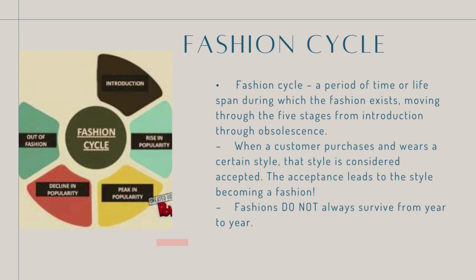Now let's see what the fashion cycle is. The fashion cycle is a period of time or lifespan during which the fashion exists. For every fashion there is a fashion life cycle. Initially the fashion is introduced, it gets popular, then it goes into the peak stage, and then there is a decline and it goes out of fashion. When a customer purchases and wears a certain style, that style is considered accepted. The acceptance leads to the style becoming a fashion. Fashions do not always survive; sometimes some fashions don't even survive a year.